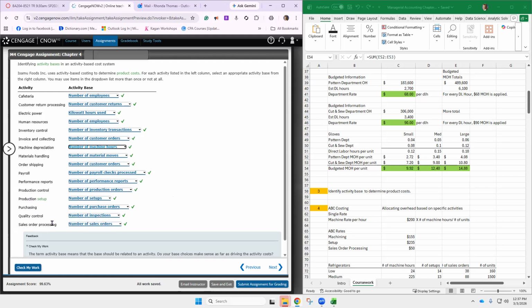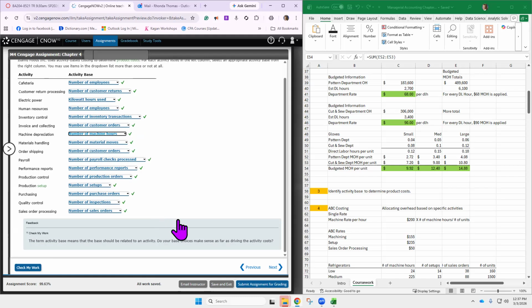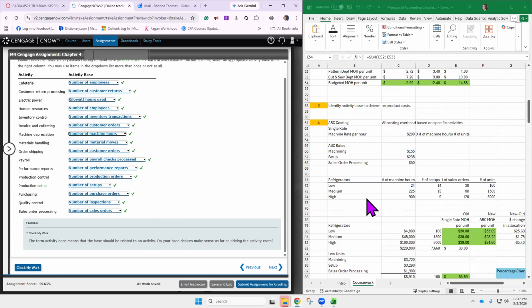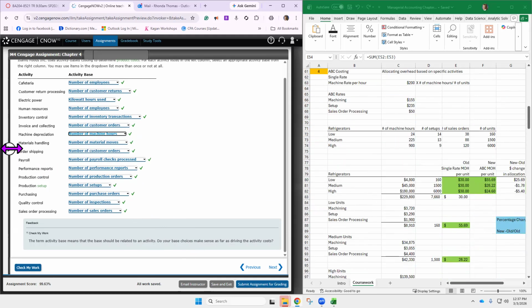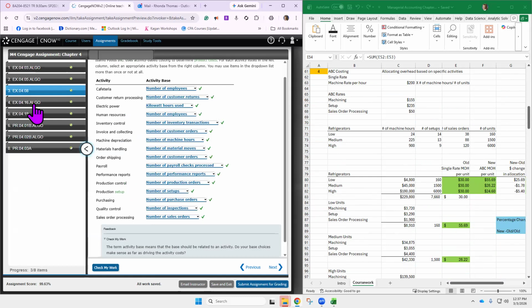Purchasing, the number of purchase orders. Quality control, the cost of quality control would probably be the number of inspections, and then sales order processing, the number of sales orders. So I understand this probably isn't rocket science, but that is what the book suggests, okay? And it might be very specific to a given company or industry.